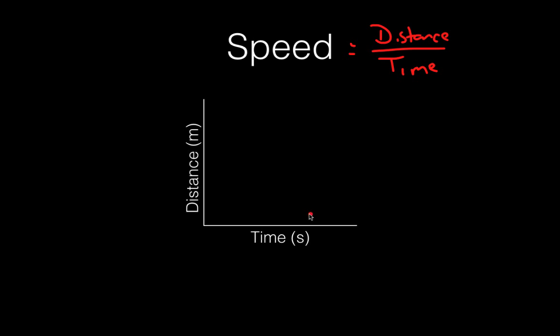And to find the average speed, you want to measure the total distance something traveled. So if it traveled 5 meters and it took 5 seconds, you would then plot that point, draw the line, and you've just graphed it. The slope of this line is the speed. And when you have a straight line on a distance versus time graph, you have a consistent speed.